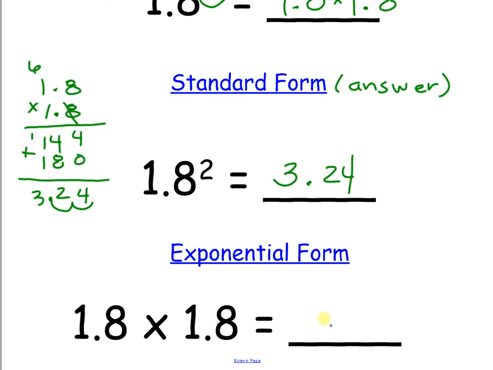Last but not least, we have exponential form. So our base is 1.8. It's being multiplied times itself once and twice. So my exponent is 2. Make that look like a 2.